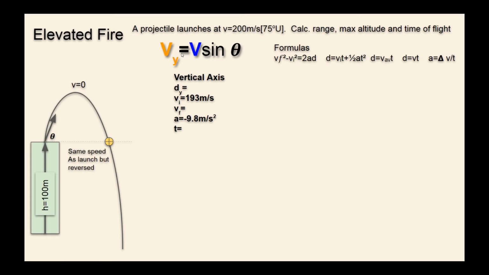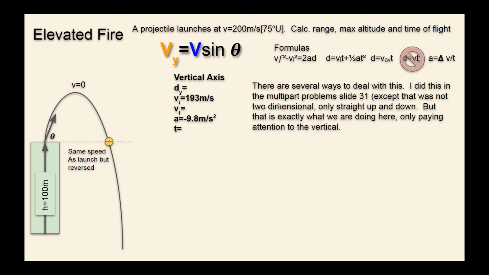First of all, we take our vertical. We have 193 meters a second vertical and minus 9.8 meters per second squared down. We cannot use the d equals vt equation because there's acceleration here. Now, this is very similar to the multi-part problems on slide 31, but that problem was straight up, straight down. This one is being launched at an angle. We're again looking at a path in space. So if you go back to the multi-part problems on slide 31, it will look similar, but it's fundamentally different from this one.